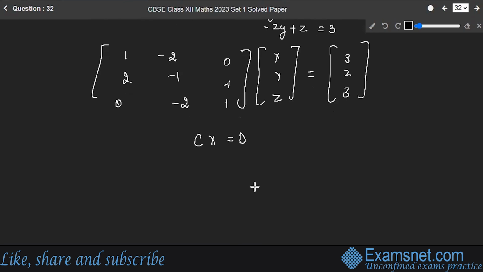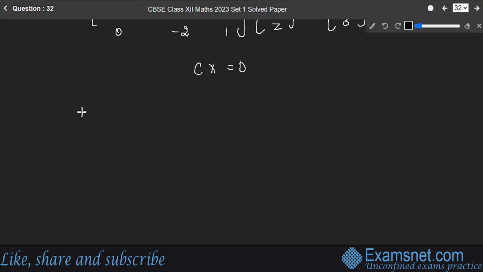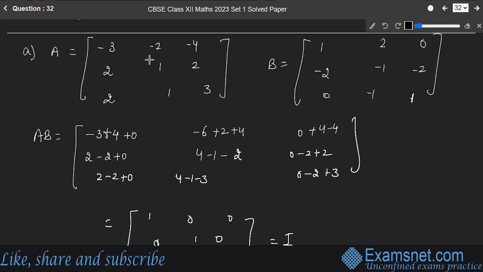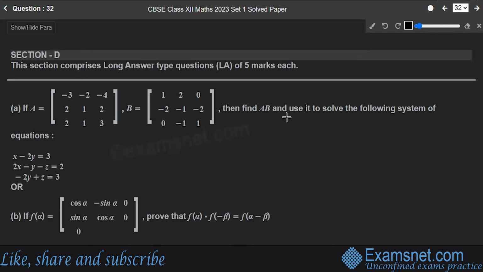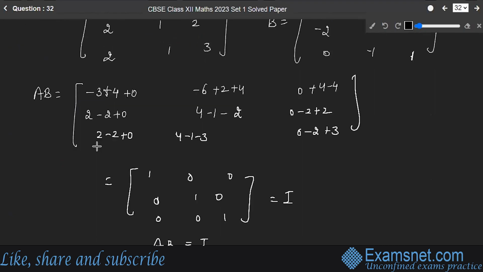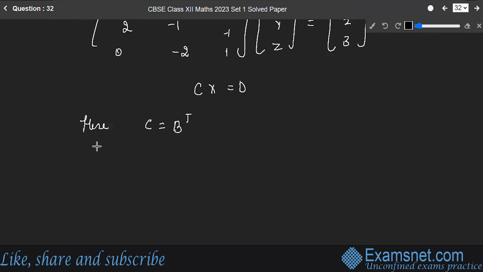So here you have C is equal to B transpose. Let's see the question once. See over here. AB to solve these equations. Okay, fine. So Cx is equal to D, or C is equal to B transpose. See, what was B equal to? B matrix was equal to 1, 2, 0, minus 2, minus 1, and minus 2, 0, minus 1, 1.